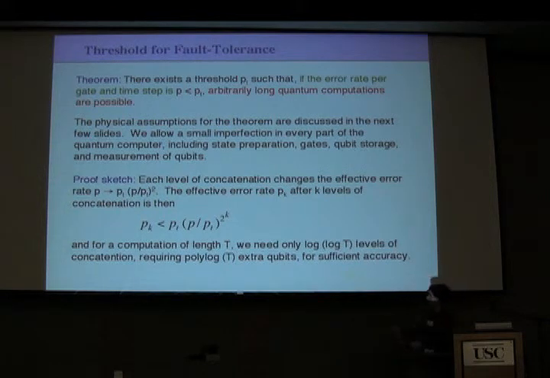Okay? So the upshot is that to get a desired error rate, say 1 over t, so if we have a computation of length t, we'd like the error rate per logical gate to be about 1 over t. And so we need log log 1 over t levels of concatenation to do that. And then the number of qubits we need is exponential in log log t, which is then a polynomial in the logarithm of t. Okay? So if we want to do a really, really long computation, we luckily don't need that many extra qubits to do this concatenated coding and get the error rate down to the desired level of accuracy.